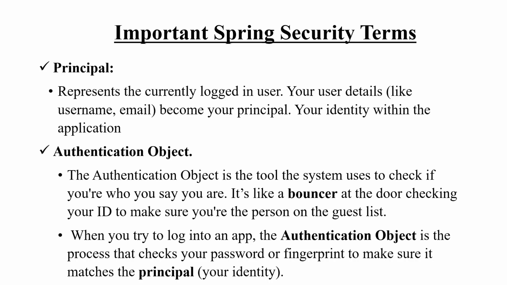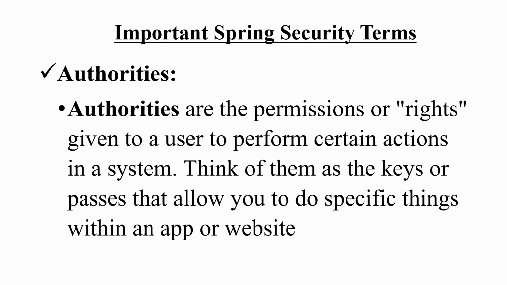The other term is authentication object. The authentication object is the tool the system uses to check if you are who you say you are. It is like a bouncer at the door checking your ID to make sure you are the person on the guest list. When you try to log into an app, the authentication object is the process that checks your password or fingerprints to make sure it matches the principal. Basically, we have said the principal is your identity.